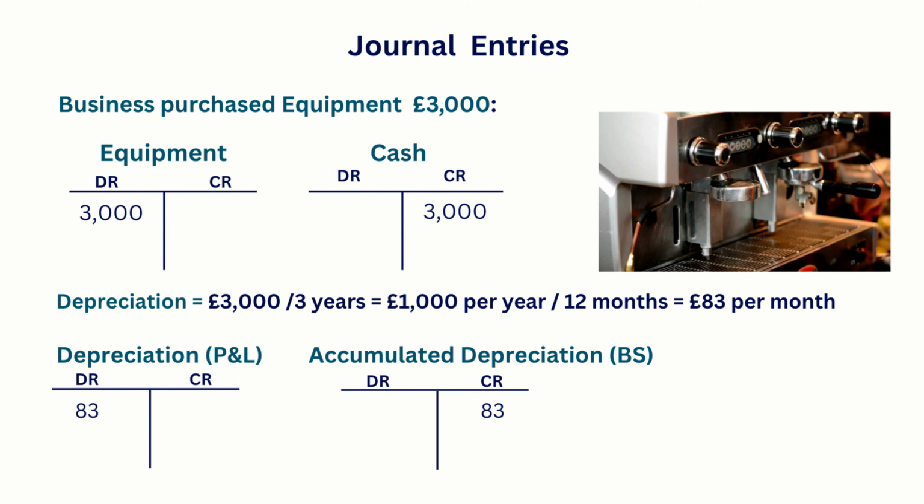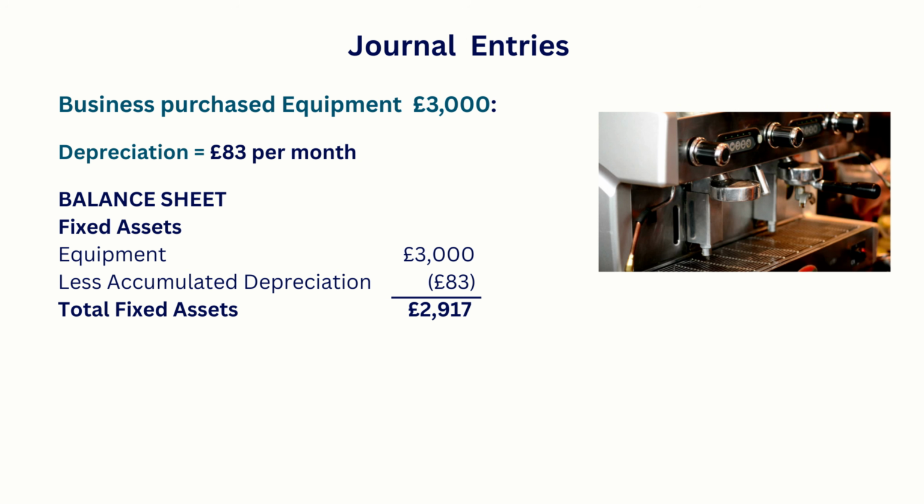Now let's connect this to something bigger. All the expenses like rent, wages, electricity and depreciation go into one place. That place is the profit and loss account. So when we record depreciation, it reduces profit because it reflects that we used part of our assets to generate income. Now let's look at the other side.